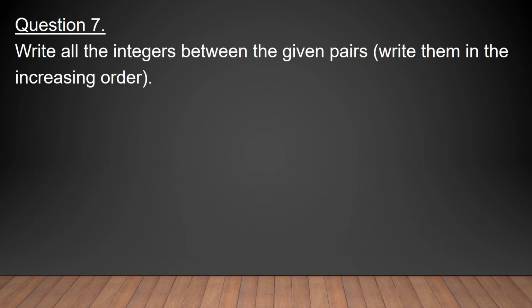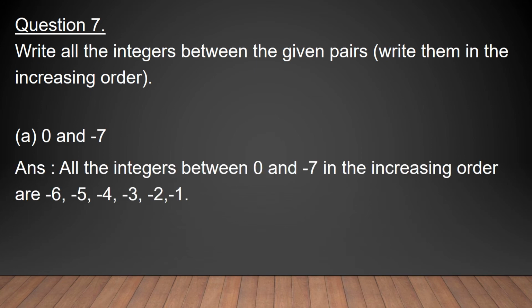Question number 7. Write all the integers between the given pairs. Write them in the increasing order. First part is 0 and minus 7. Answer is, all the integers between 0 and minus 7 in the increasing order are minus 6, minus 5, minus 4, minus 3, minus 2, minus 1.